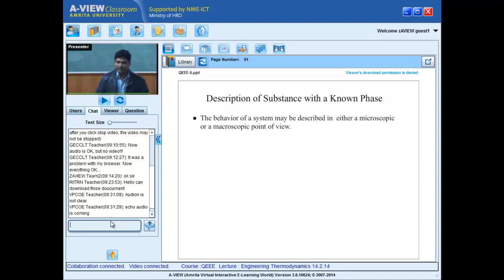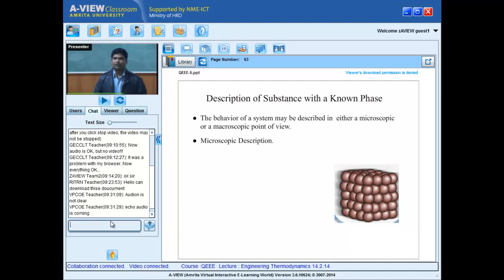Okay, the behavior of a system may be described from either a microscopic or a macroscopic point of view. Something very macro. Okay, so what is this particular microscopic or macroscopic? Okay, so the microscopic description.